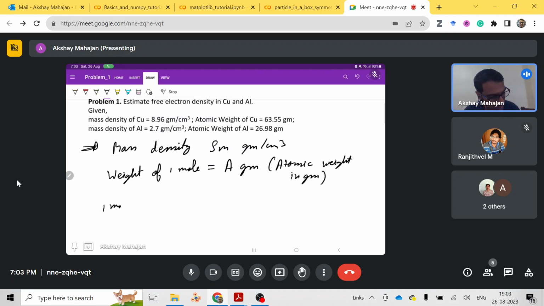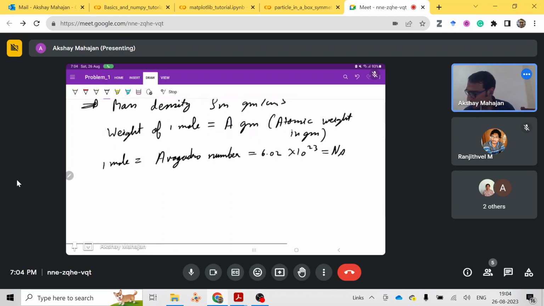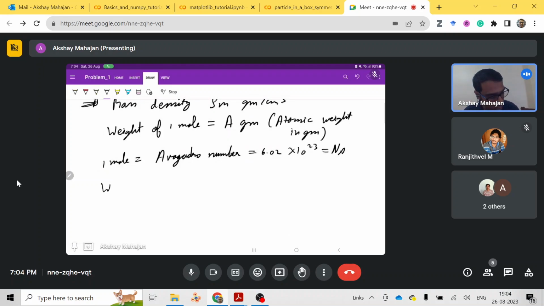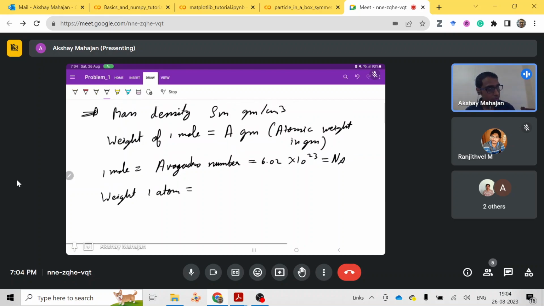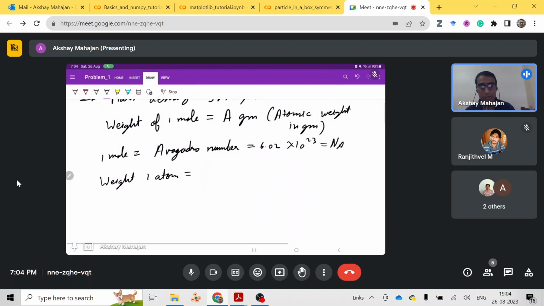Now here we know that 1 mole is equal to the Avogadro number, which is 6.02 into 10 to the power 23, and we can denote this by Na. We have the weight for Avogadro number of atoms, so the weight of one atom will be given by A divided by Na, in grams.